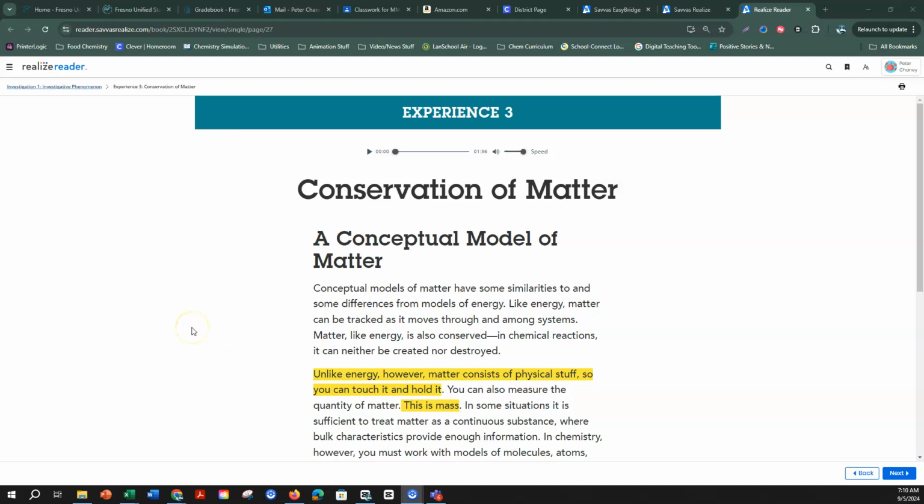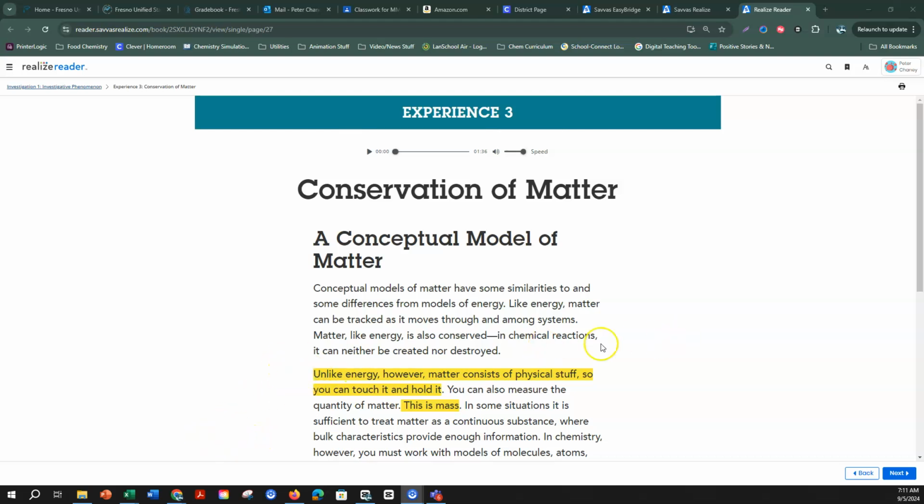So here we go. Conservation of matter, a conceptual model of matter. Conceptual models of matter have some similarities to and some differences from models of energy. Like energy, matter can be tracked as it moves through and among systems. Matter, like energy, is also conserved in chemical reactions. It can neither be created nor destroyed.